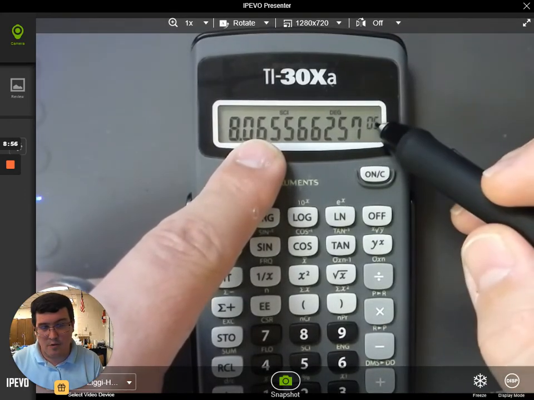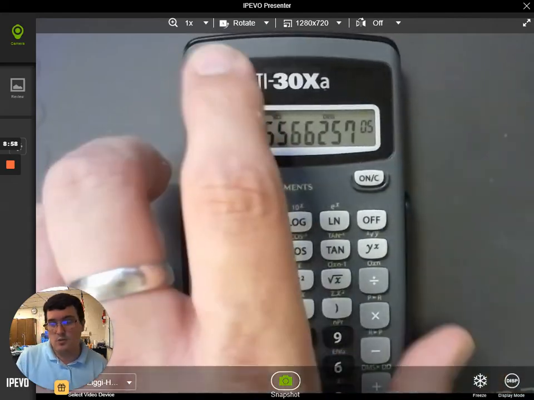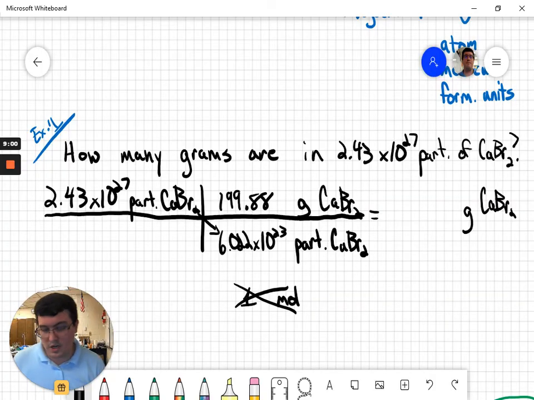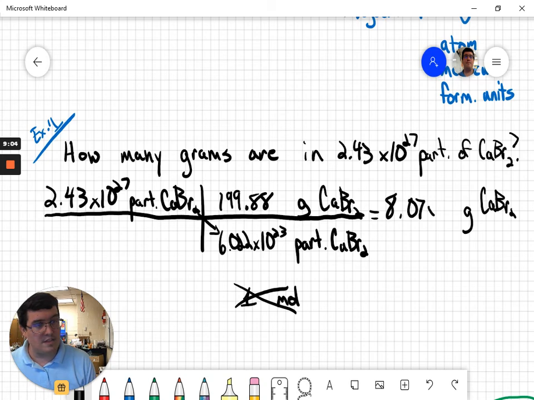So we're going to do 8.07 times 10 to the 5th power. Before somebody points out, hey, you didn't do the gone part. Yeah, particles is on the bottom, gone. Particles is on the top, gone. All right. So that's how you work one of these problems.